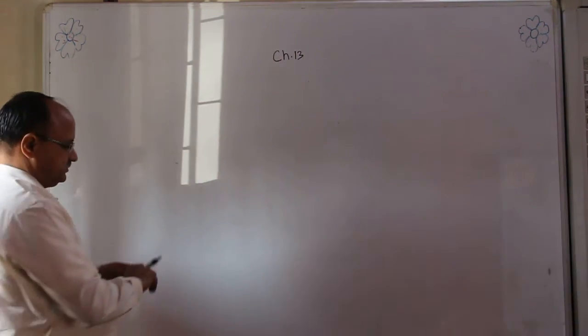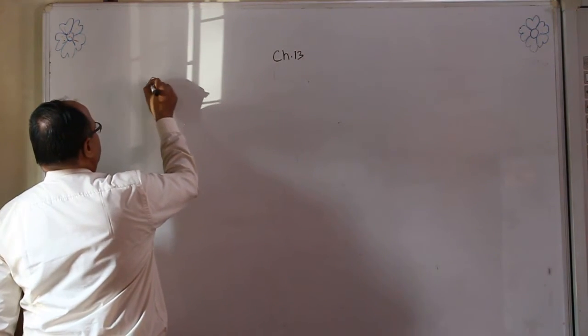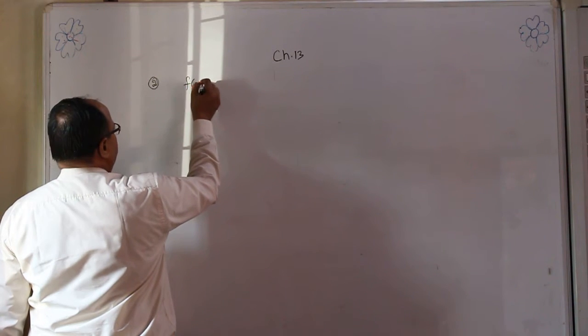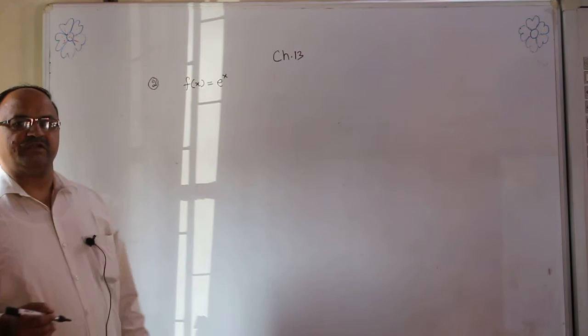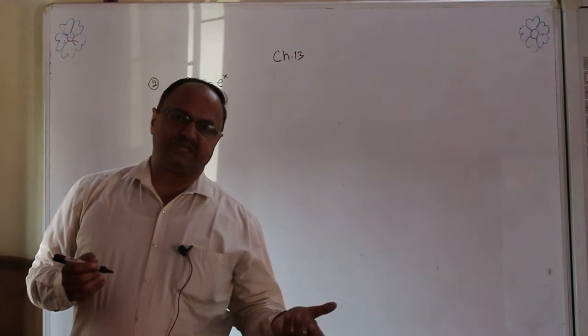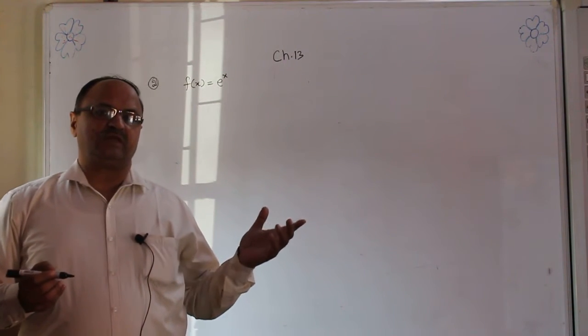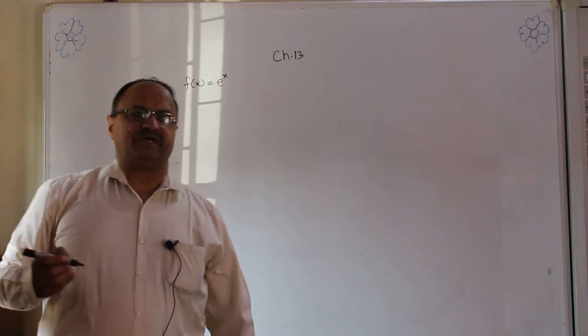Second question: f of x is equal to e to the power x. You know very well that the derivative of e to the power x is e to the power x, but we can prove this question using first principle method.